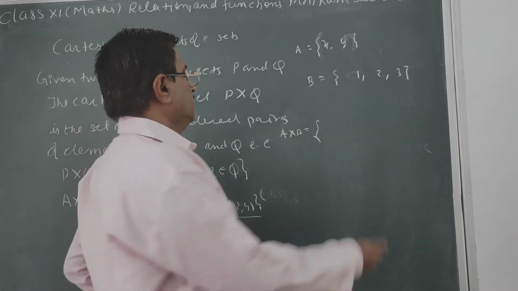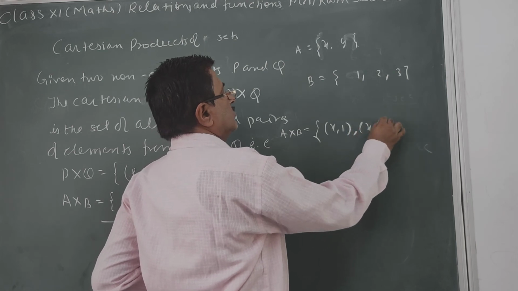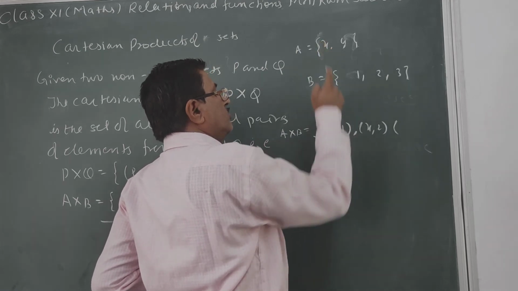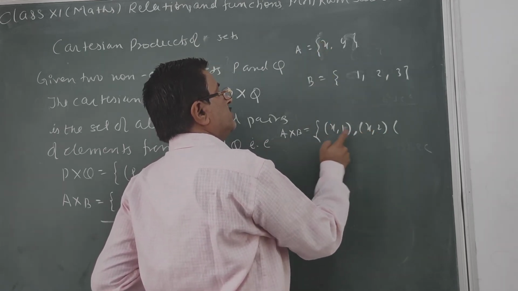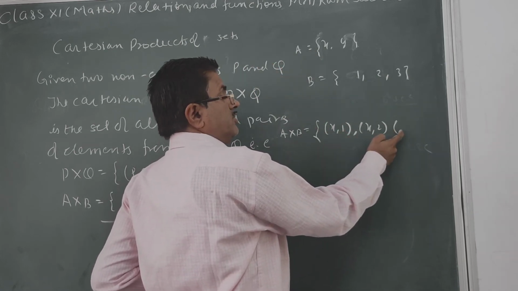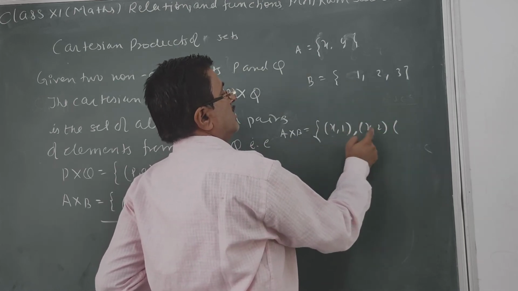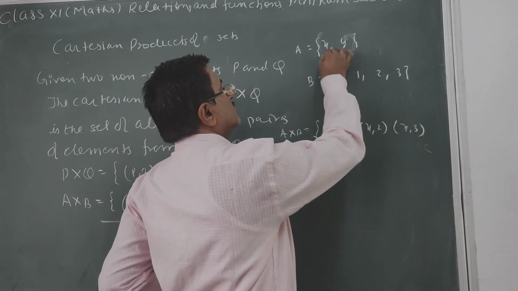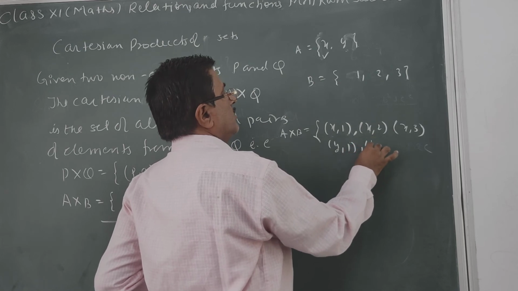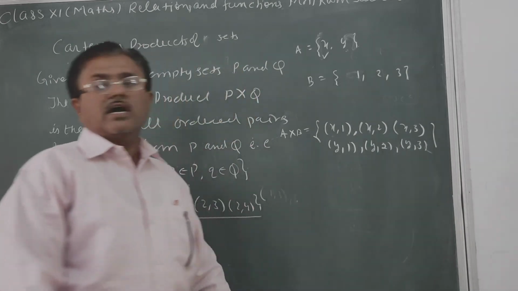x with 1, so x comma 1 लिखना है, x with 2, so x comma 2, ordered pair. These are already ordered pairs. Why are we using the word ordered pair? Because the first element in each ordered pair represents the element of set A and the second element represents the element of set B. So x1, x2 and x3. We take y with 1, then y with 2 and y with 3. So this is the Cartesian product.